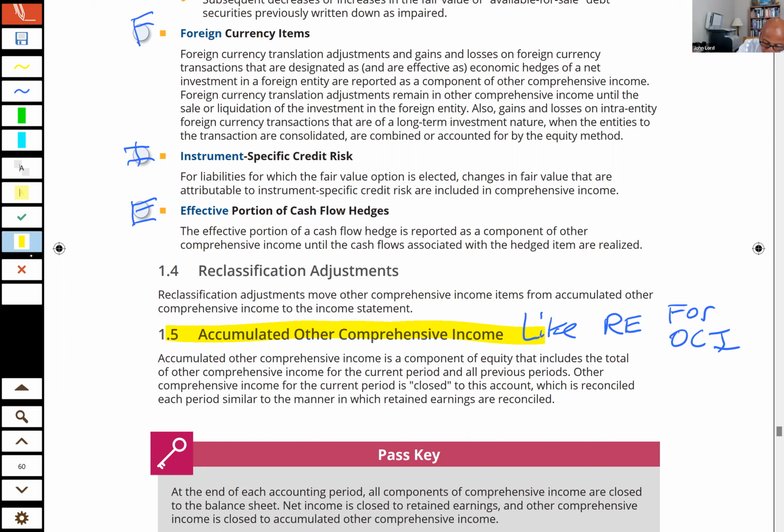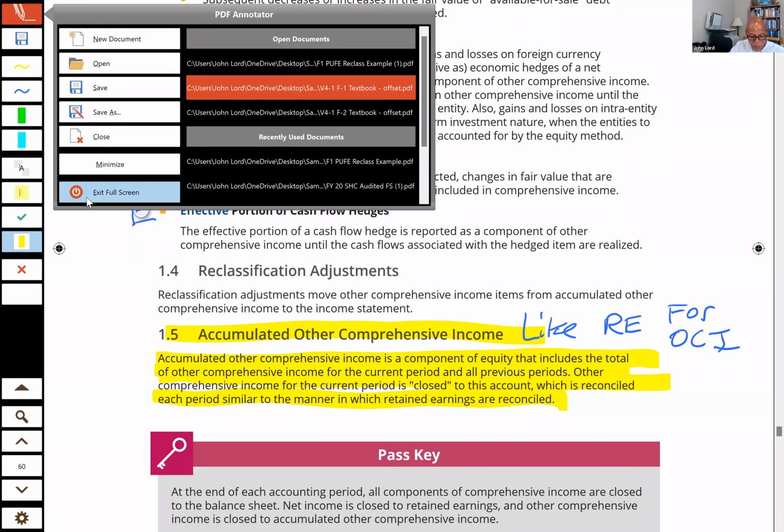So let's just read this. Accumulated other comprehensive income is a component of equity that includes the total of other comprehensive income for the current period and all previous periods. Now, when they say it includes, of course, just like retained earnings, it adds up over the life of the company. Other comprehensive income for the current period is closed to the account, which is reconciled each period similar to the manner in which retained earnings are reconciled. I don't know what that means, reconcile, but let's just look at the example here, and I think you'll get a feeling for the other comprehensive.